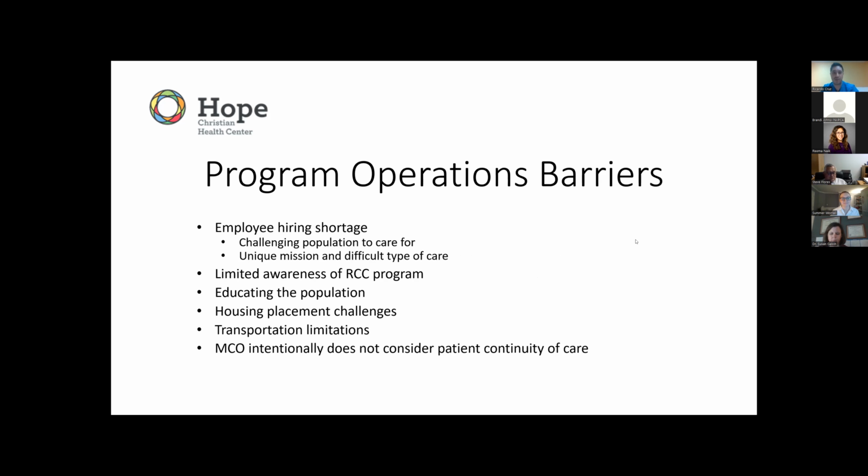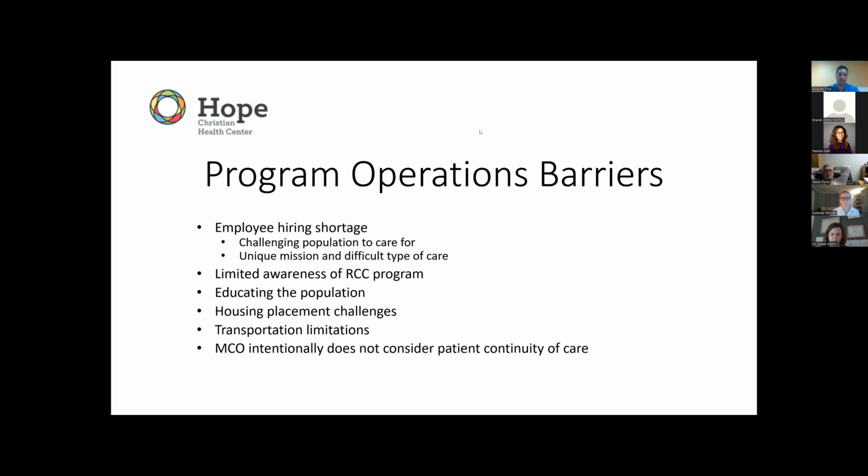Okay, some of the barriers that we're experiencing here: it's difficult to get employees. I'm sure we've all experienced the challenges we face with finding good quality employees that are going to be consistent with the mission that we have at hand. Now, as it is, we are serving a very challenging population with not only their chronic medical conditions, but with drug and alcohol use. It's a very unique mission, and this type of care, although difficult, is highly rewarding.